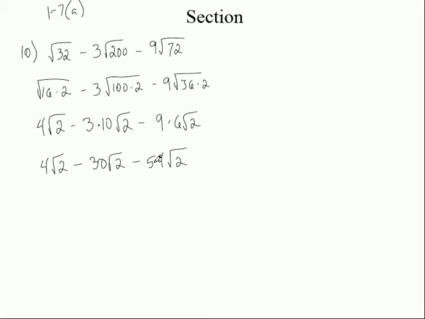4 minus 54. What's that? Negative 50, right? Negative 50 minus 30 is negative 80. And then what? Square root of 2. It's kind of like an x, isn't it? It's kind of like a variable just hanging around. So we just add up the coefficients and we just write the like term, square root of 2. And there it is.